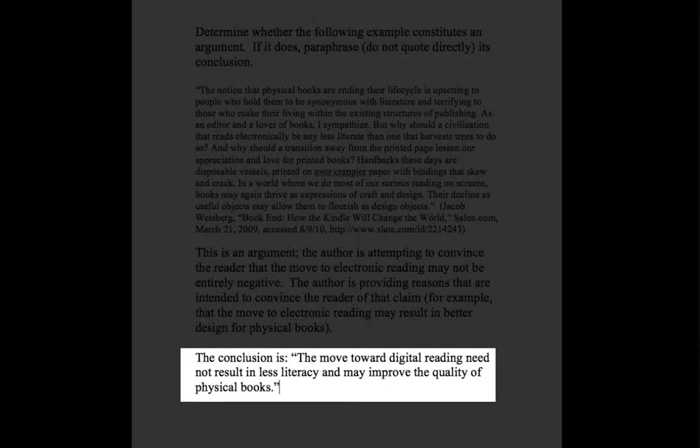So although this is 2 ideas in one, it's making 2 different claims about the move towards digital reading. I think that all of the claims that the author uses in this argument would serve as evidence for this single statement, that the move towards digital reading need not result in less literacy and may improve the quality of physical books. Notice that the author didn't say that explicitly in one sentence, but it is a driving force behind the whole argument. It's what the author would like me to affirm if the author had successfully persuaded me through the use of the author's premises and how they relate to each other.